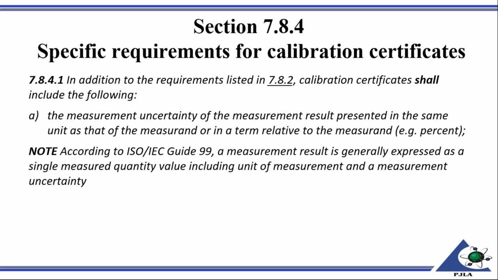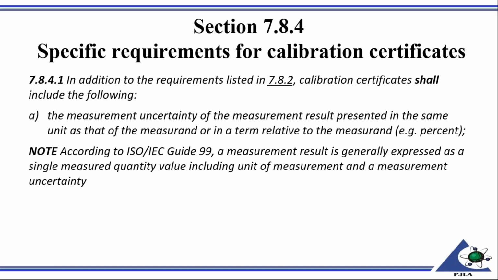Okay, section A, the measurement uncertainty of the measurement results presented in the same unit as that of the measurand or in a term relative to the measurand, e.g. percent. So like I mentioned with the testing reports, except without the wiggle room, because for calibration, you need to include the measurement uncertainty in the same units as whatever units you're utilizing. So if you're measuring in grams, it needs to be in grams. If you're measuring in Fahrenheit, it needs to be in Fahrenheit. You can't have it in Celsius. It needs to be in Fahrenheit or as a percentage of the data. So if it's percent of reading, great, you're good. But you need to include it on there.